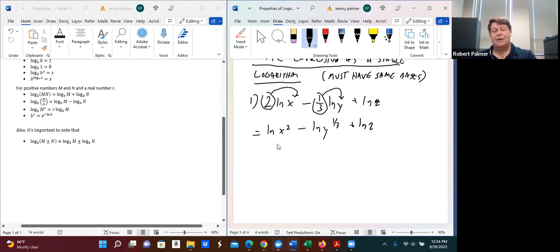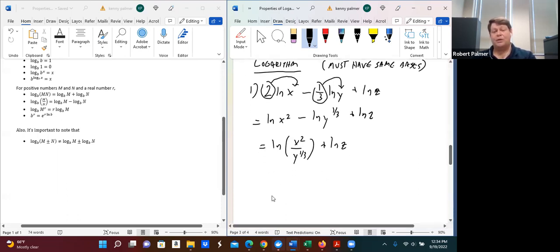Now, since it's minus, I can write this as a fraction, and the order is important. So this is the numerator, this is the denominator. This will be the natural log of x squared divided by y to the 1/3, and then finally plus the natural log of z. Then once again, our goal is to write as one logarithm. So what we want is just the natural log of something.